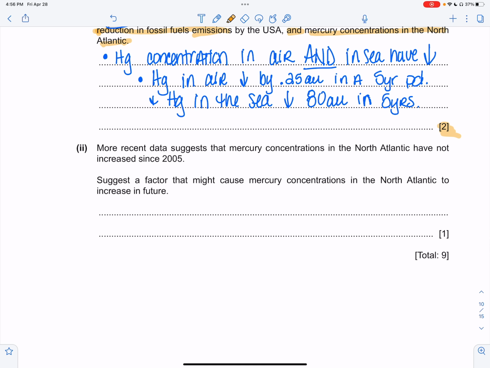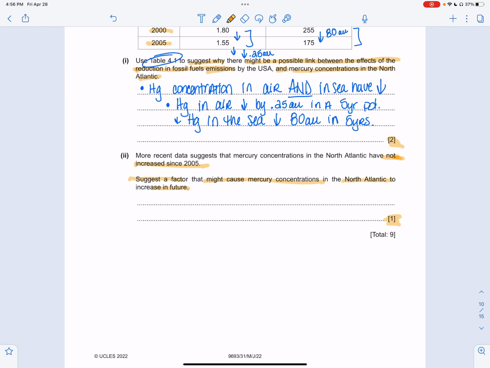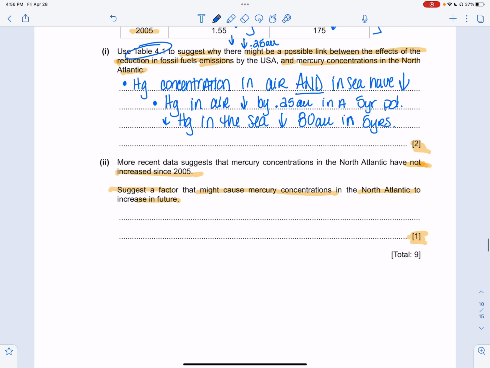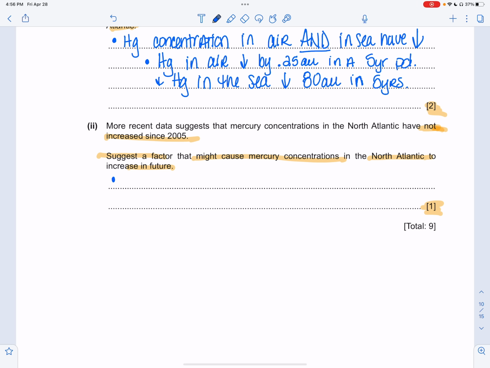More recent data suggests that mercury concentrations in North Atlantic have not increased since 2005. Suggest a factor that might cause mercury concentrations in North Atlantic to increase in the future. So if you're thinking like an increase in population, that's fine, but then why would that cause mercury concentrations to increase? So be pushing it that way. Some things you could say here is, honestly, they could just increase our use of fossil fuel emissions. So we could just ignore all the treaties and promises that we've signed and just increase our use of fossil fuels.